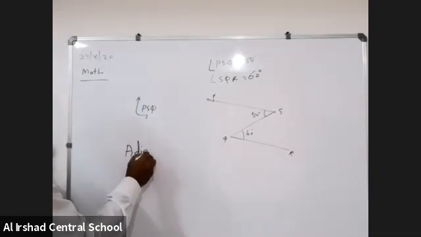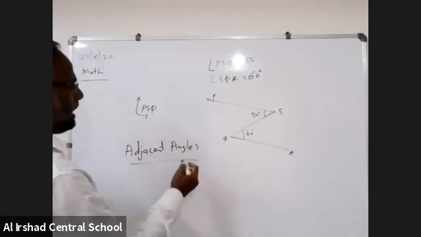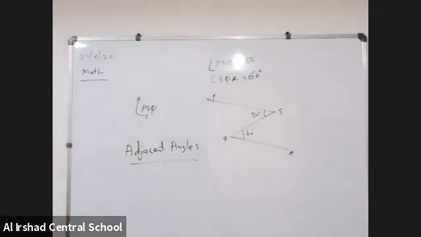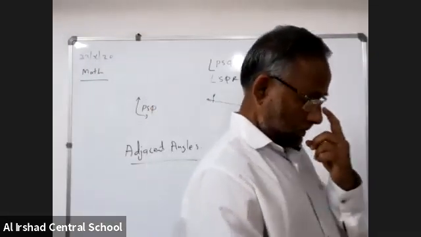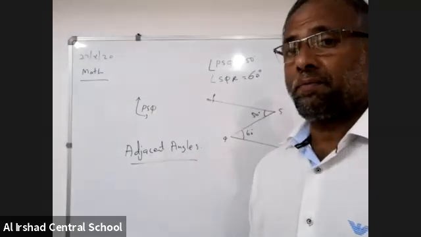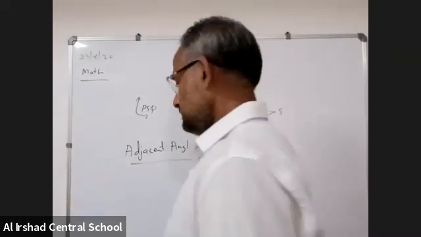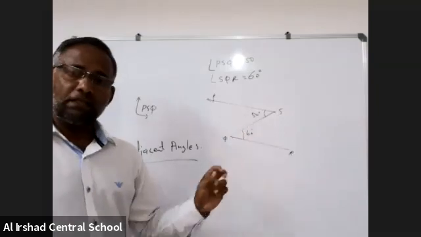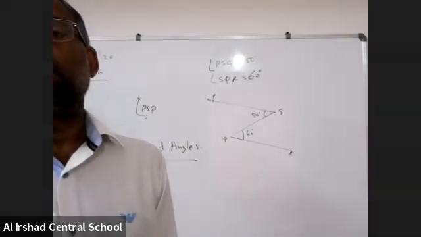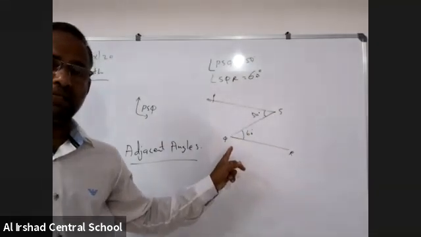Do you think both are adjacent? Do you think both these angles are adjacent angles? Adjacent angles, yes or no? What is the condition? You told me common arm. Yes, QS is the common arm. Angle S and angle Q are adjacent. Are they adjacent?